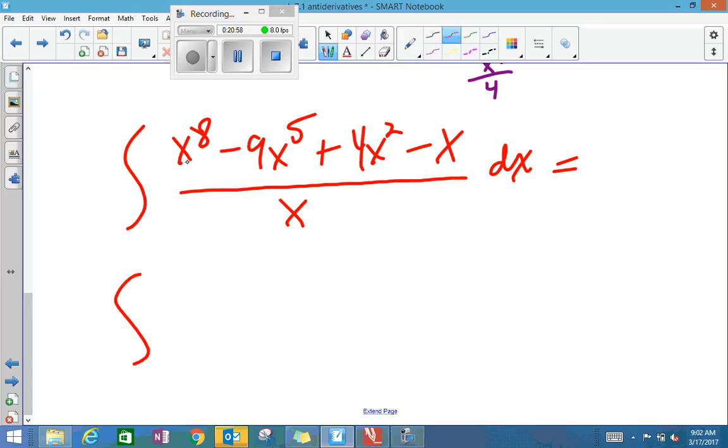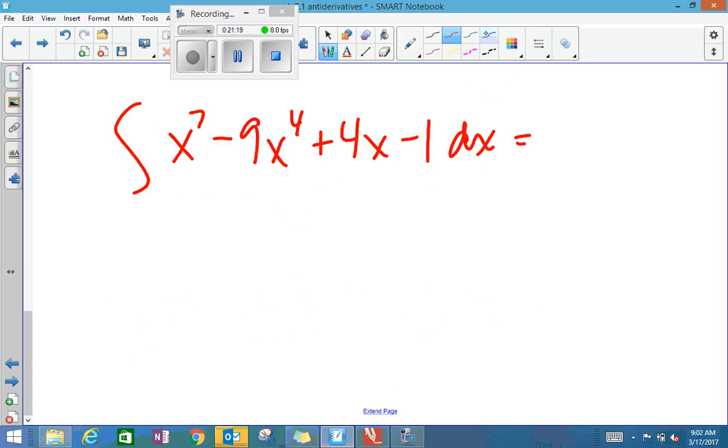So x to the 8th divided by x is x to the 7th, minus 9x to the 5th divided by x is 9x to the 4th. 4x squared divided by x is plus 4x. Negative x divided by x is just negative 1.